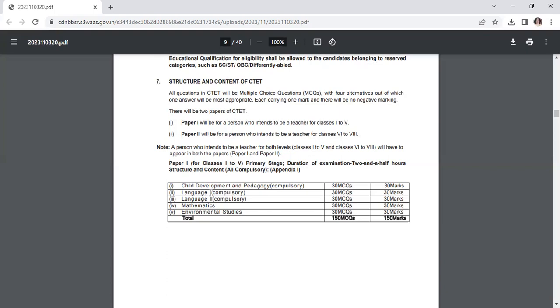Here it has been given: child development and pedagogy compulsory, 30 MCQs, 30 marks; language compulsory, 30 MCQs, 30 marks; language second compulsory, 30 MCQs, 30 marks; mathematics, 30 MCQs, 30 marks; environmental studies, 30 MCQs, 30 marks. Total 150 MCQs and 150 marks.